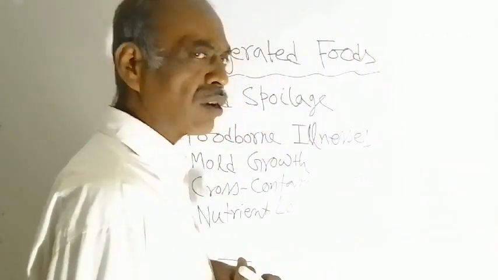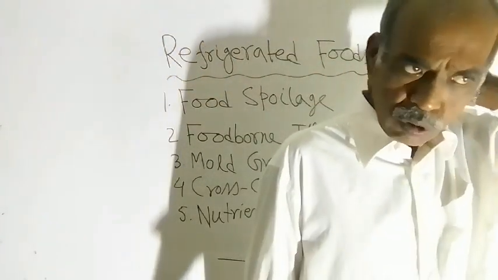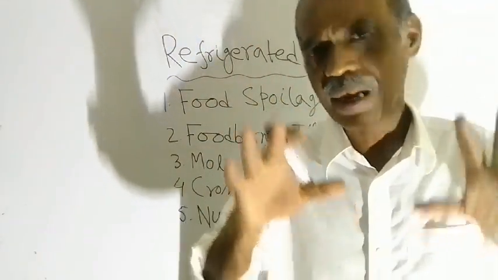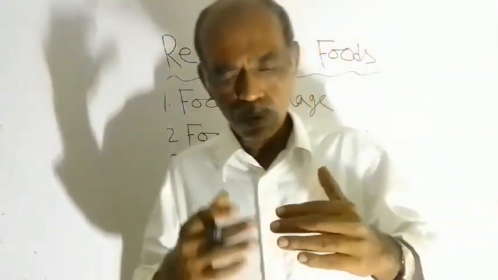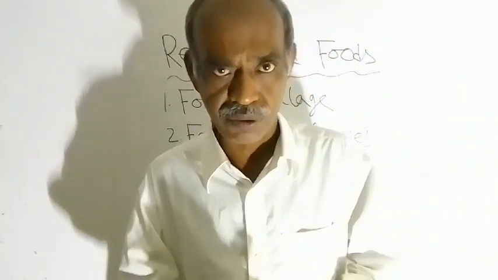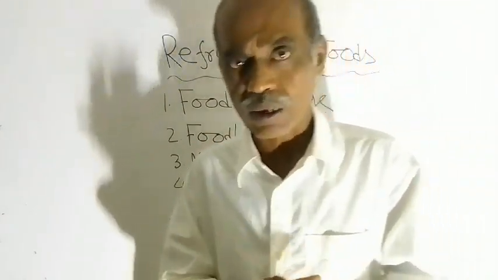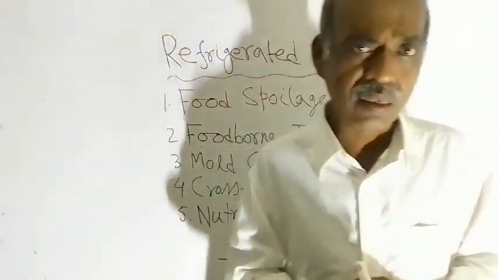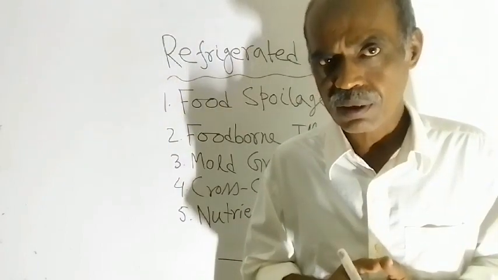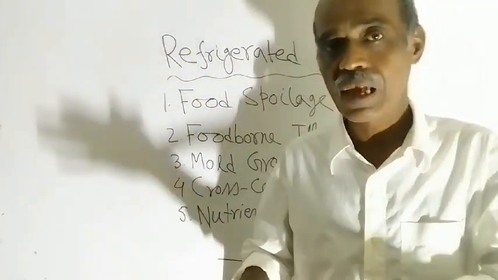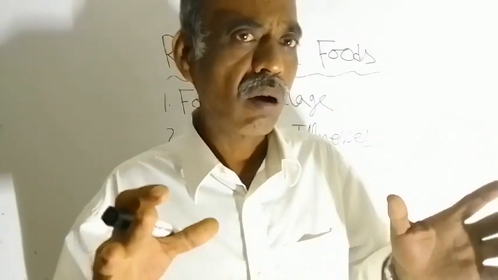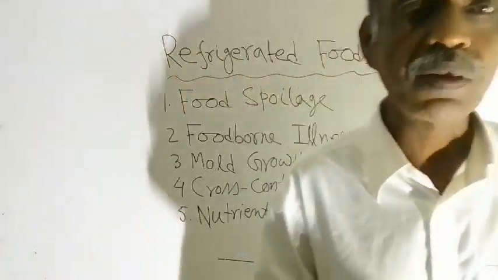And the last point is nutrient loss. We know that foods have some nutritional value, and just to get nutrition we eat food. That is known to everybody. But if you keep foods inside the refrigerator for a longer period of time, the same thing occurs for all foods, but for fruits and vegetables the loss of nutrients is much more as compared to other foods. So loss of nutrients is there. Now we can see these are the problems of using a refrigerator.